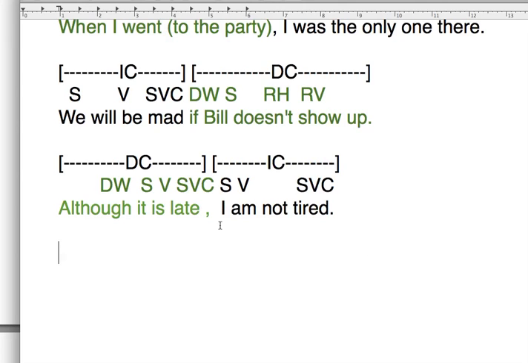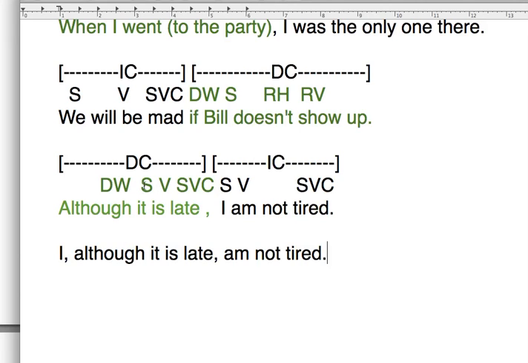Let me change the order of this sentence around. Let me say, I, although it is late, am not tired. So we can see that we can take this dependent clause, although it is late, and we can put it at the beginning, we could put it at the end, or we could put it in the middle of the independent clause, between the subject, in this case, and the verb. And we stick it right in the middle. And if we do that, we put commas both before it and after it.